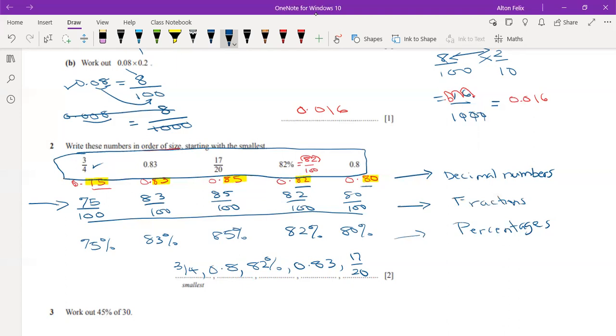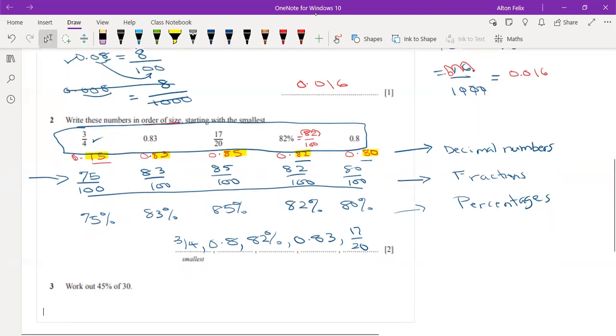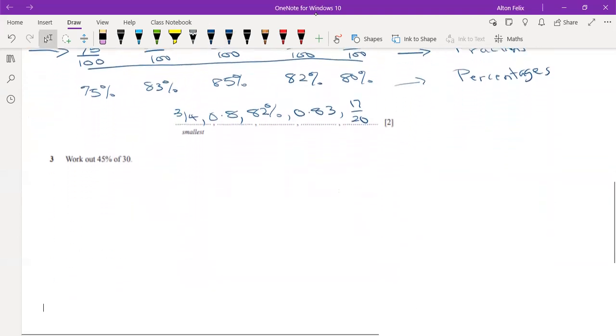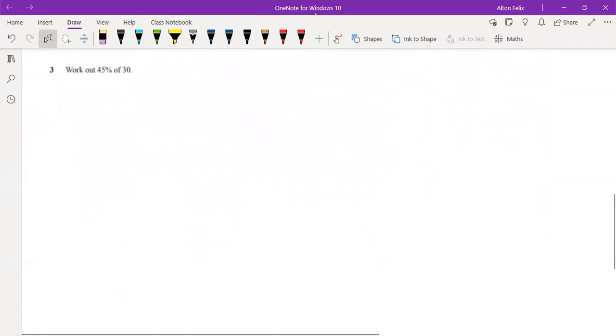Okay, let's go to our final question today. We are asked to work out what is 45% of 30. Right, so of means multiply. So we are definitely going to multiply 45% by 30. And of course, to do that, it is perhaps more convenient to express 45% as a fraction.